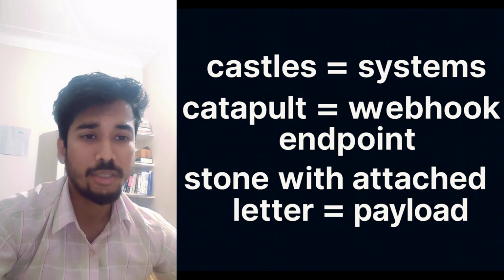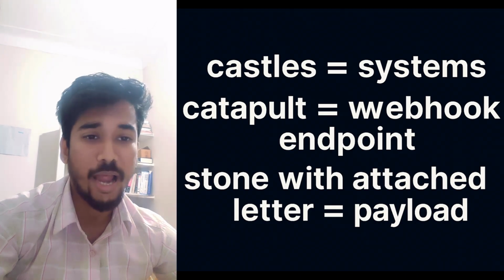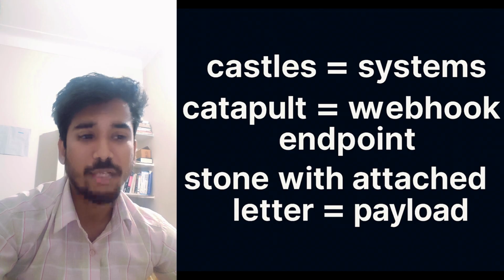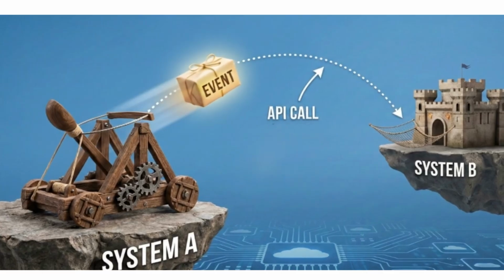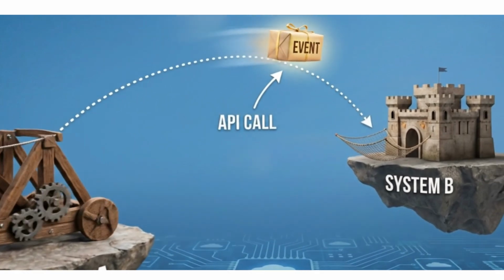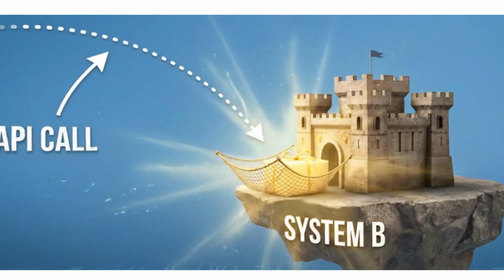In this example, the castles are basically systems talking to each other. The catapult is the webhook endpoint, and the stone with the letter is the payload, and the trajectory represents the API call made. So, when an event happens, system A pushes it over an API call to system B.